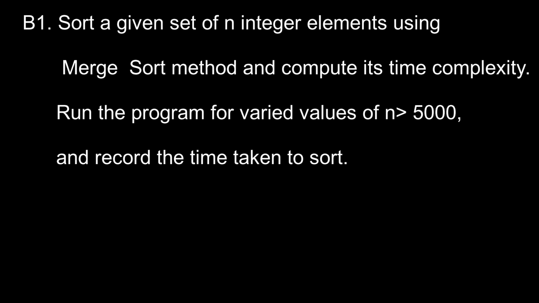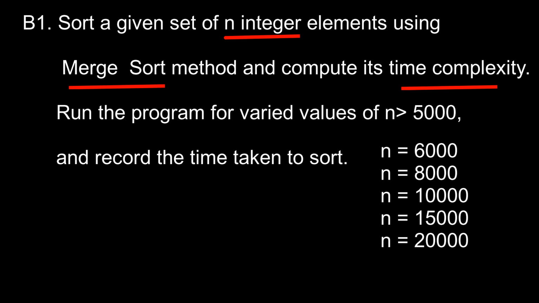Hello everyone. In this video, first understand the problem. Our task has three parts. First one is take n integer elements. Second, sort them using merge sort. Third, measure how much time the sorting takes for different values of n. For example, we can run the program with n equal to 6000, n equal to 8000, n equal to 20,000. All these values satisfy n greater than 5000.